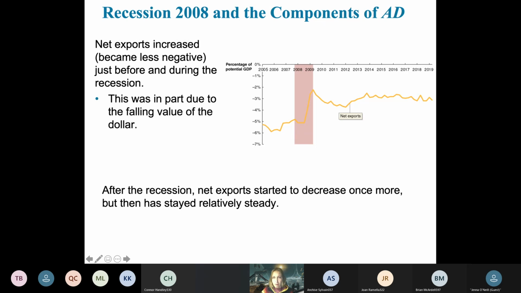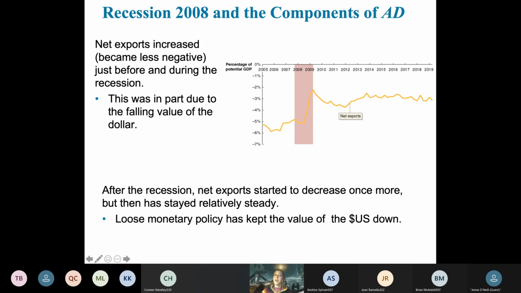But after the recession, we entered good times, and our exports started to decrease a bit, but imports never really returned to the levels that they used to be before. Right, so it looks like, according to this graph.